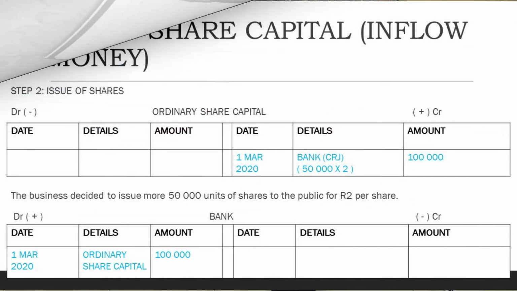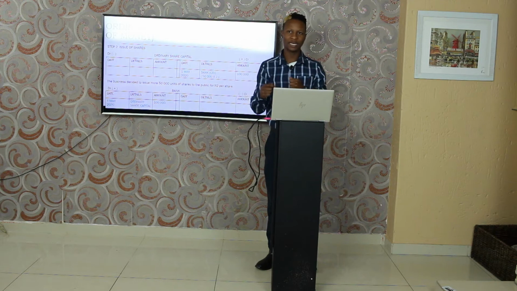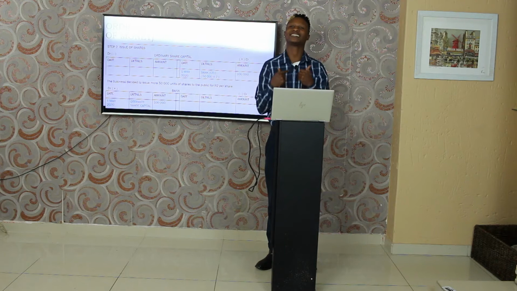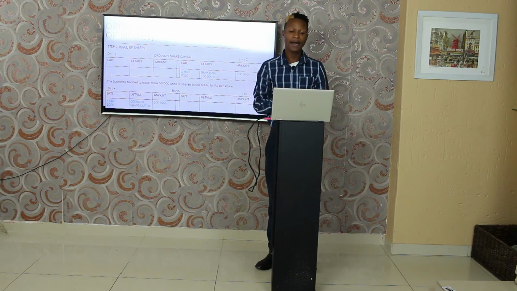For example, the business decided to issue 50,000 more units of shares to the public for 2 rand per share. They issued a prospectus to the public saying you are allowed to come and buy shares from our company. Whenever the business issues shares to the public, the business will generate income. That's why we say it's an inflow of money in the business. Okay, guys, it's an inflow of money in our company.